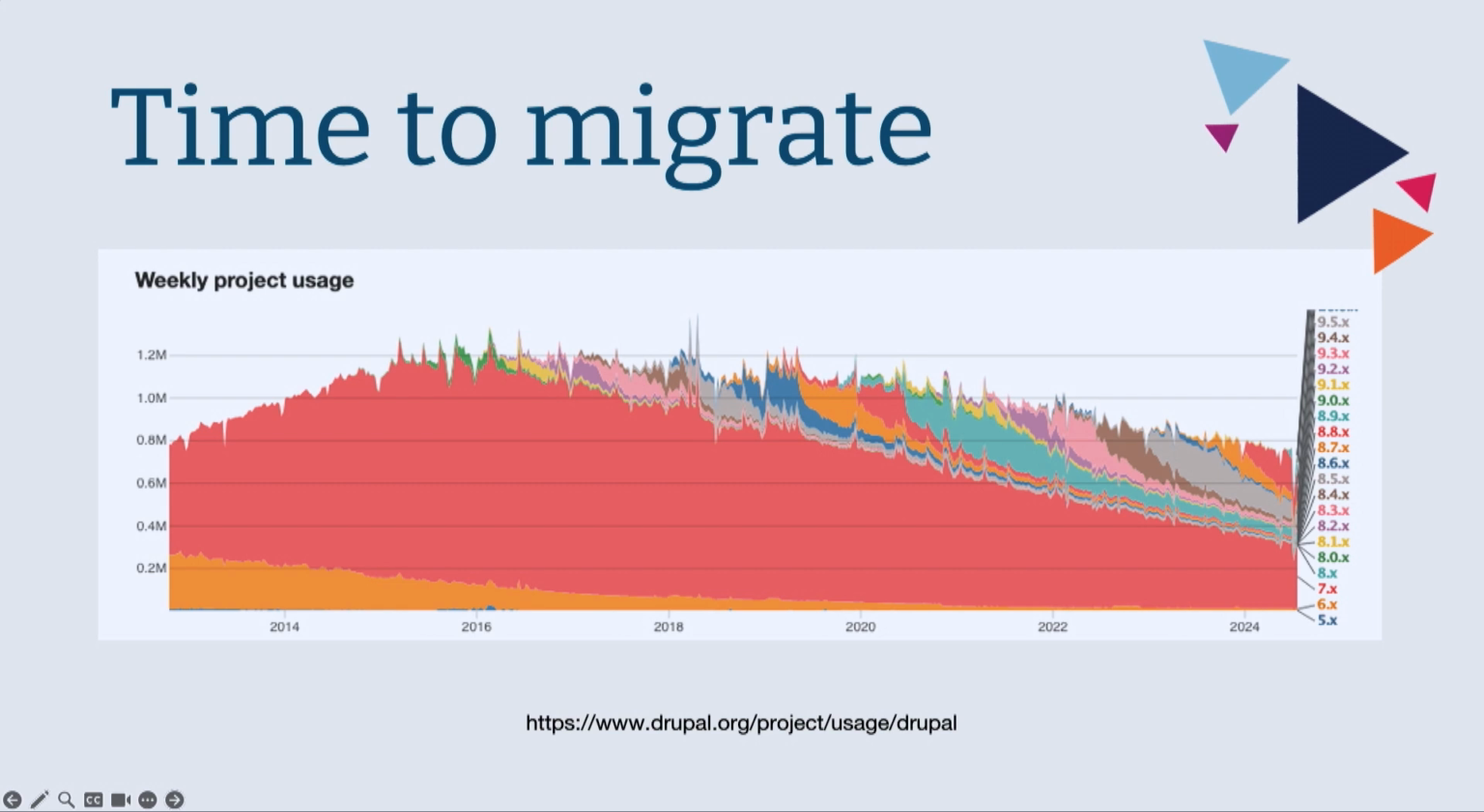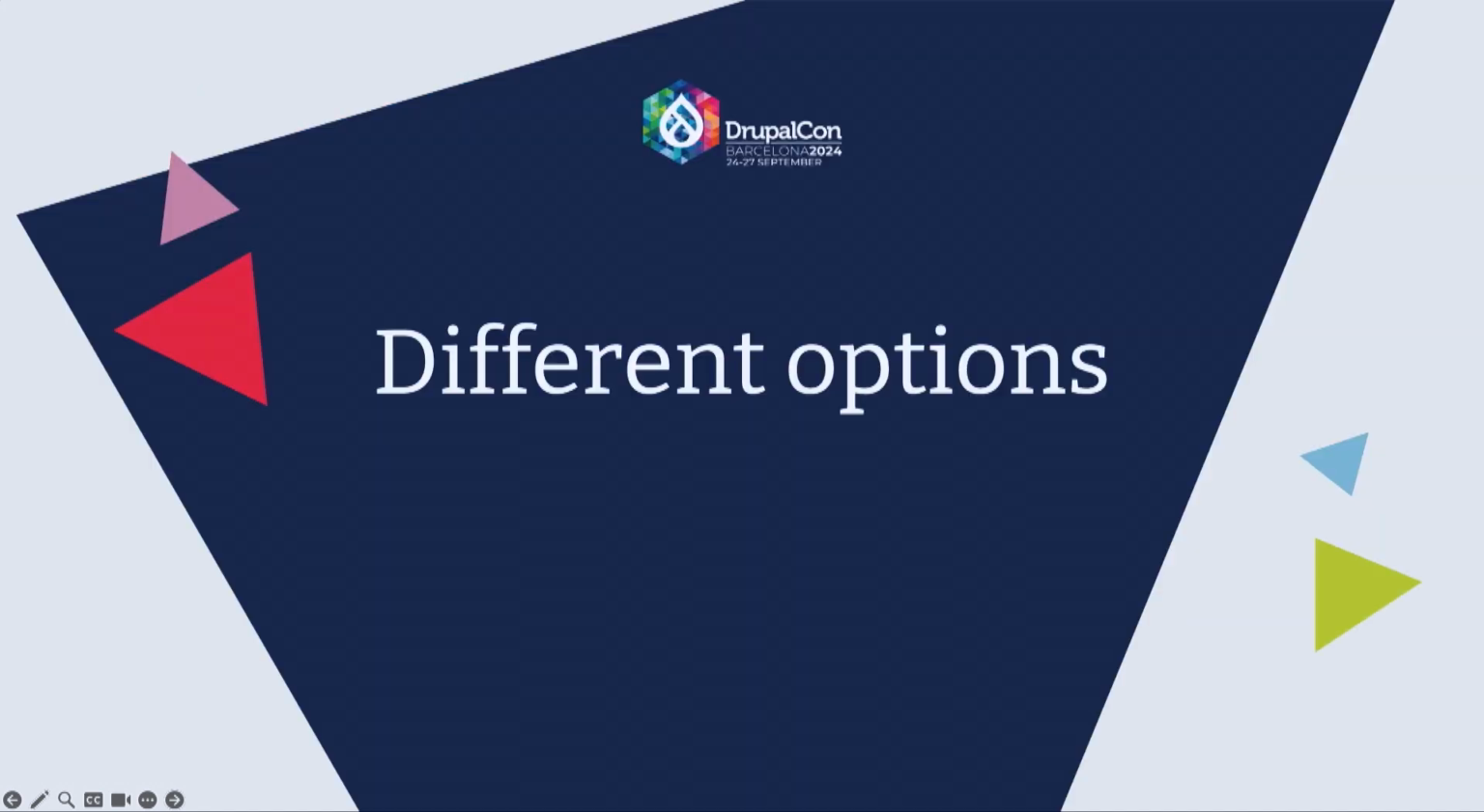If we look at the figure, this number is decreasing, and the trend is to decrease month by month, but the speed is not enough. Site owners or site developers, more site owners than site developers, I think, must realize that it's time to migrate. They are late, and it's mandatory to migrate to a new version of Drupal as soon as possible.